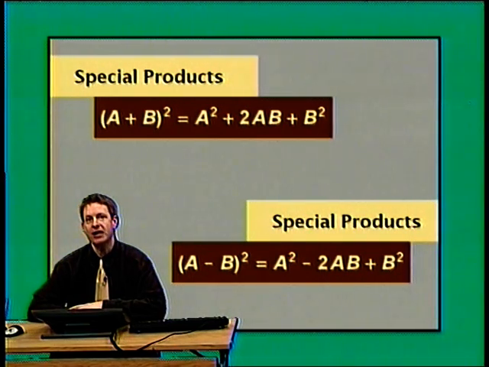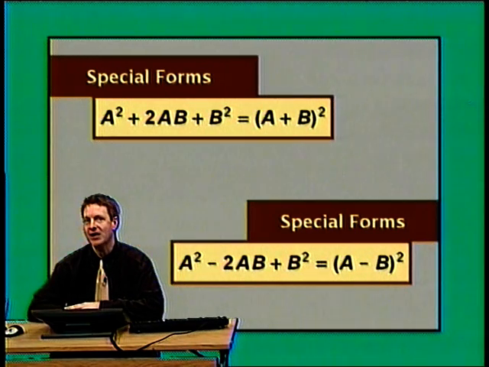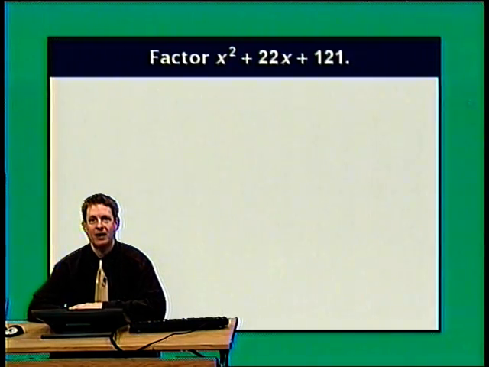So the way we're going to take these products and turn them into special form factorizations is we're going to use the symmetric property of equality, and we're going to put the trinomial on the left side of the equal sign and the factorization on the right side of the equal sign. Let's see some examples of this. Let's factor x squared plus 22x plus 121.